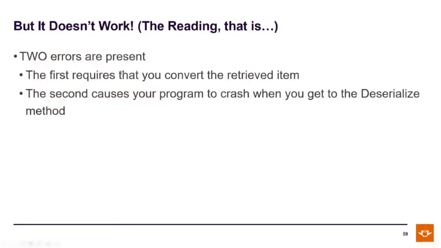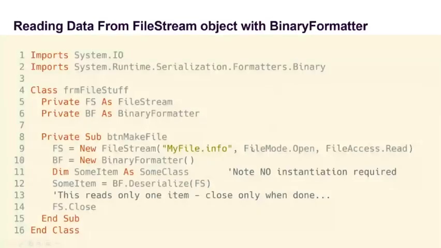Now, two errors are present. The first requires that you convert the retrieved item. So that talks about this: some item equals binary formatter dot deserialize the file stream. Now what's going on here, it's taking what you have in this file stream.